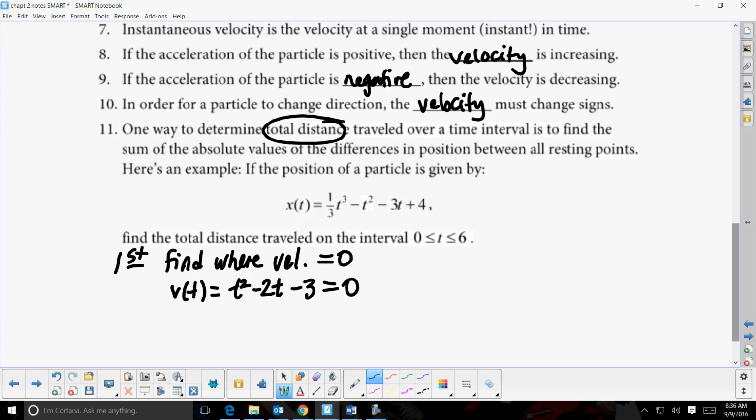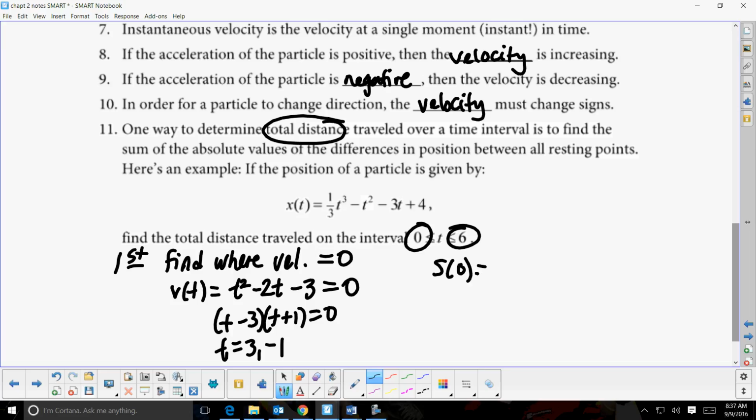Everybody good with how I got the velocity formula? It was a basic power rule, right? From position. Okay. And I'm looking from 0 to 6, basically. So I need to find where I'm at 0, where I'm at, what's the next thing here going on? 3, and where I'm at 6. So let's go find those.